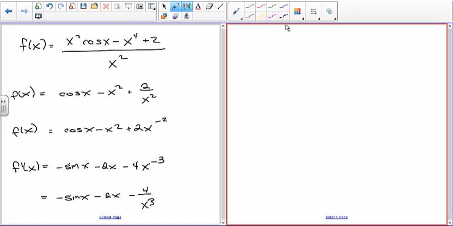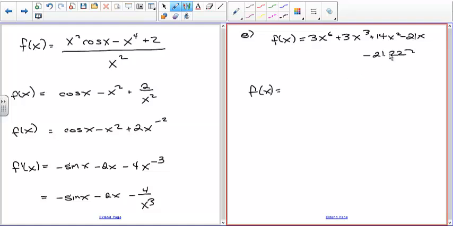Okay, number 8. So we have f of x equals 3x to the 6 plus 3x cubed plus 14x squared minus 21x minus 21.222. You're like, why did you put 21.222 in there? Well, just to make a point that if you have a constant, you take the derivative, it's just going to disappear because it goes to 0, no matter what that number is.